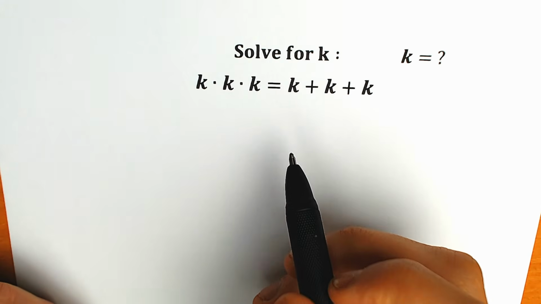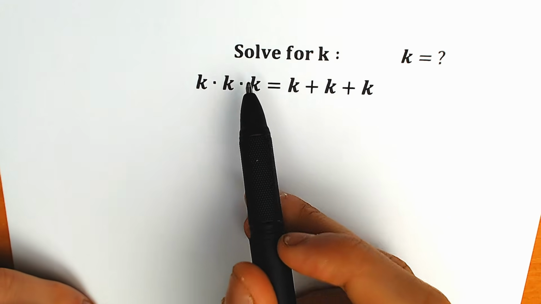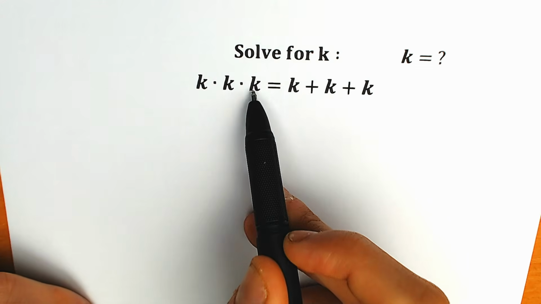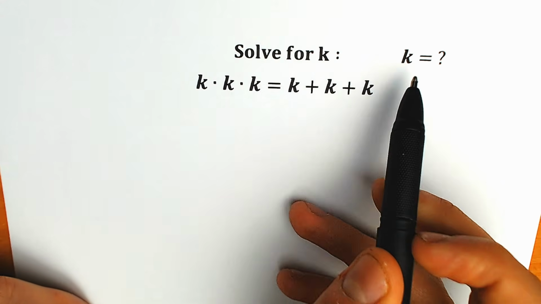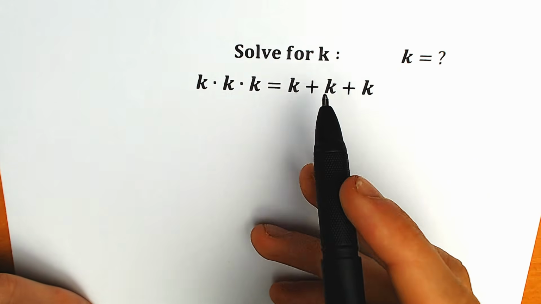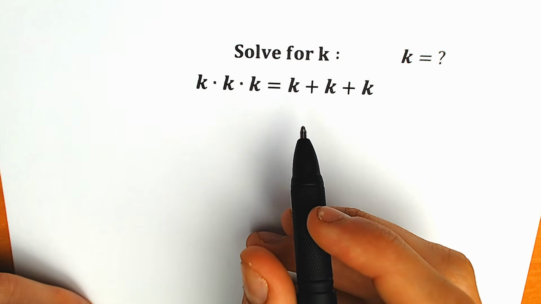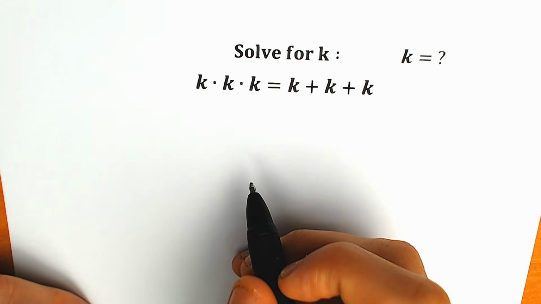Today we have a quick, tricky and relaxing algebra question. We have k times k times k equal to k plus k plus k. And we need to solve this question for k, so if you have your solution, your answer, you can also write it in the comments below and then we will check our answer, so it will be really interesting.